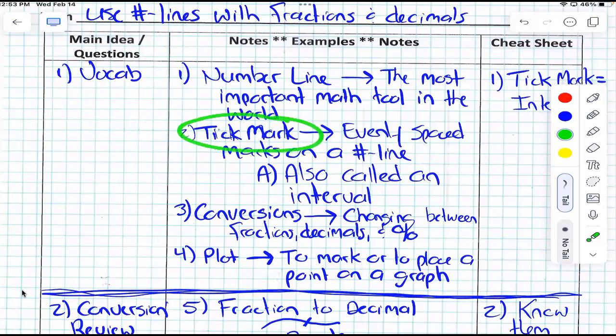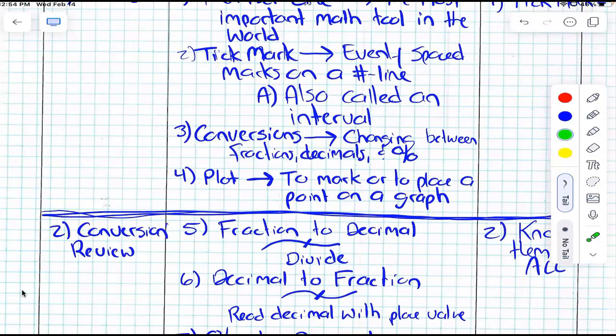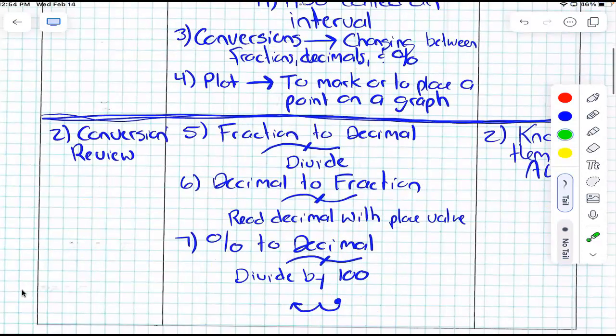A tick mark, which are evenly spaced marks on a number line, is also called an interval. So interval and tick mark mean the same thing? Yes. Okay. If you were to plot something on a graph, that means you are going to do what? You're going to mark or place it on a graph, right? Okay, cool.